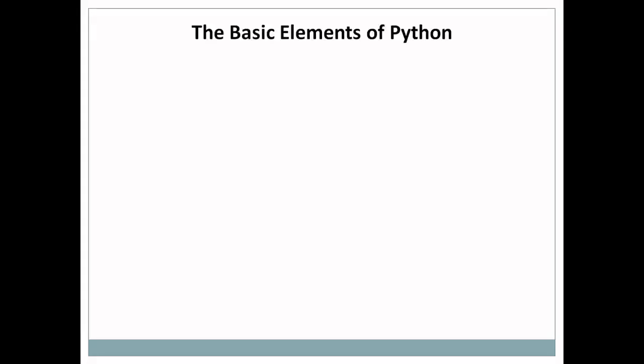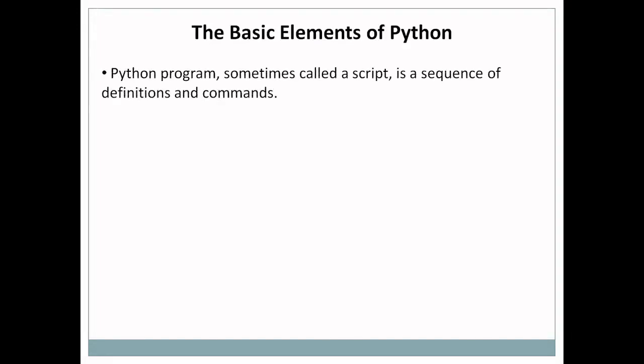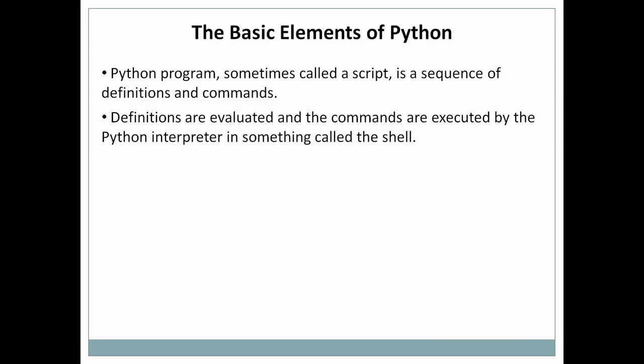The basic elements of Python. A Python program, sometimes called a script, is a sequence of definitions and commands. Definitions are evaluated and commands are executed by the Python interpreter in something called the shell. So all those definitions are evaluated and the commands are executed by the shell.